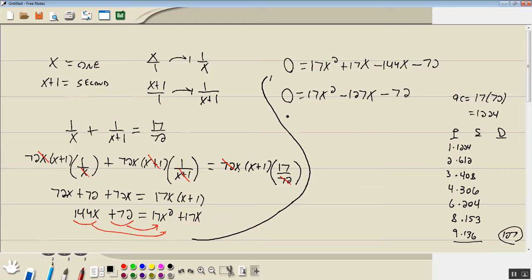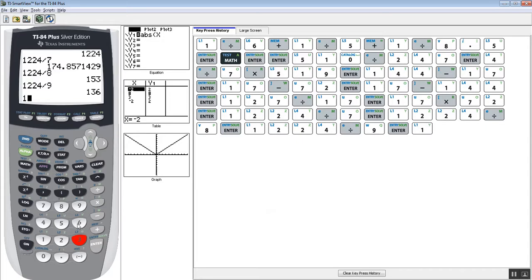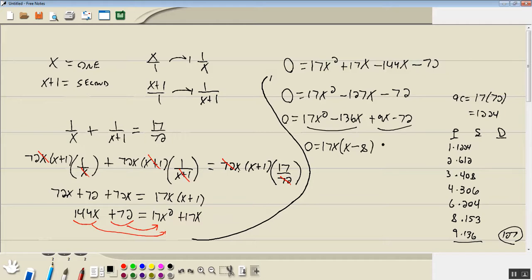There it is. Okay, so we're going to use grouping. I mean, key number. So this becomes negative 136x plus 9x minus 72. I'll factor out GCF. 17x, and that gives us x minus 8. Here I'll factor a 9 out, and that gives us x minus 8. They both have an x minus 8, so I'll factor that out. And I need an integer, so I don't need to set this equal to 0. I'll just set the x minus 8 equal to 0. And we get x is equal to 8.